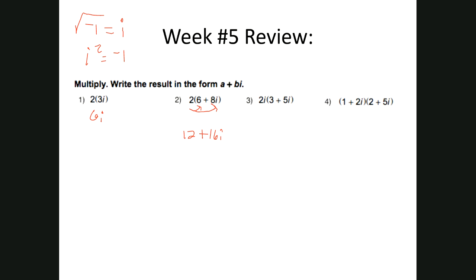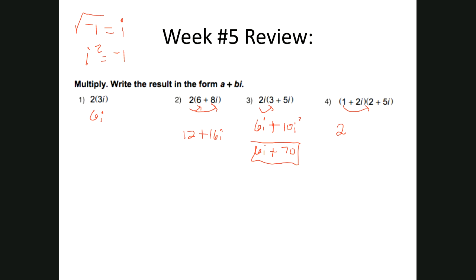This one's going to be a little bit more complicated. If I multiply through here, 2i times 3, that gives me 6i, plus 2i times 5i, that is 10i squared. Well, i squared is -1, so this is going to be 6i plus -10. And there's my answer.